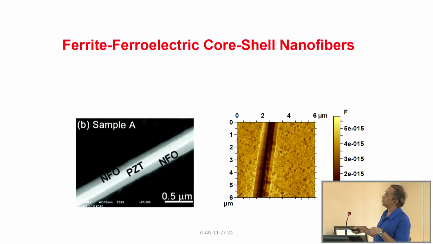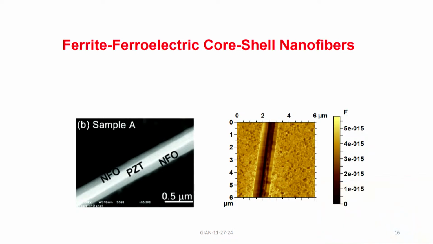Okay, now let us move over to the other topic, and this is core-shell nanofibers of a ferromagnet and a ferroelectric. In this talk I am going to focus on all-oxide systems. The ferromagnet phase in this work would be a spinel ferrite or a hexagonal ferrite, and the ferroelectric would be either barium titanate or PZT.